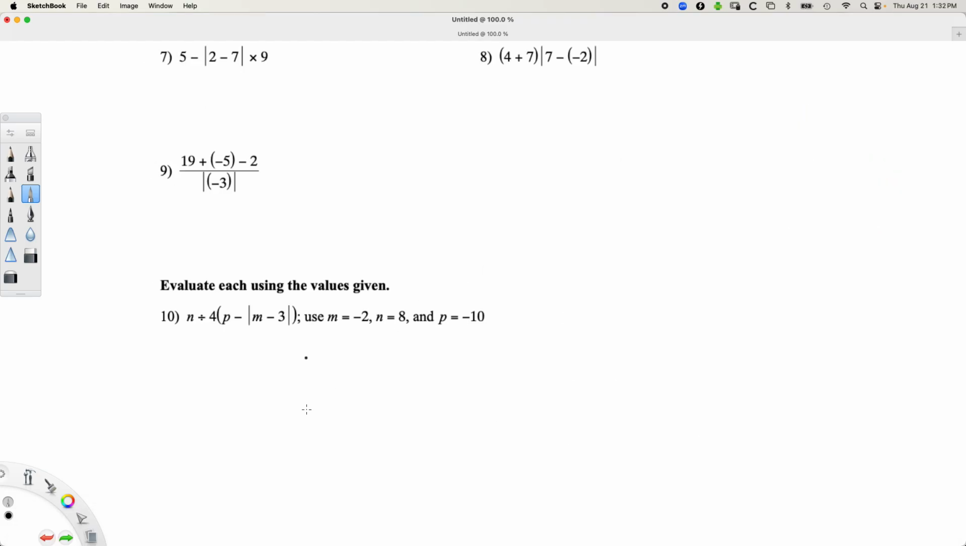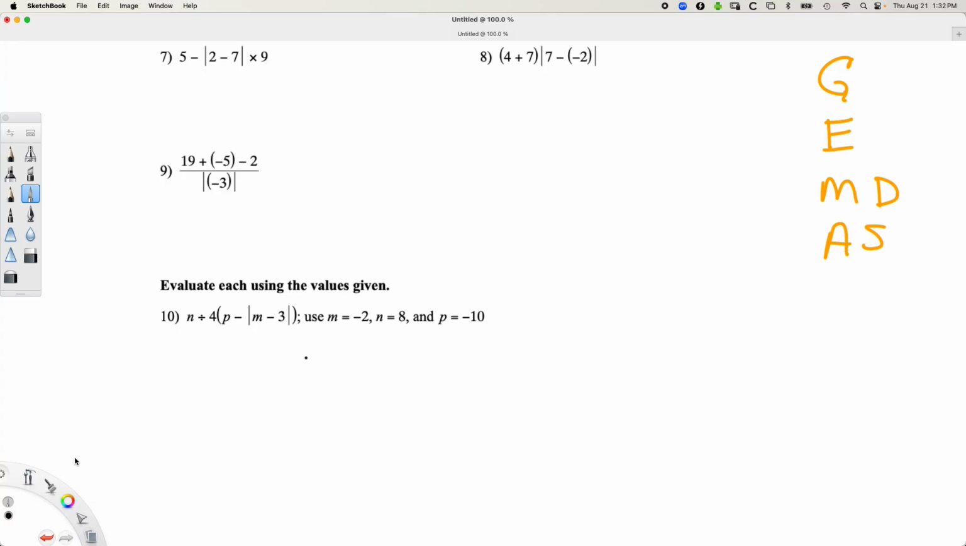So let's take a look at problem number 7. Once again, the first thing I want to do, because we are doing order of operation problems, is write down G for grouping, E for exponents, MD for multiplication and division, and AS for addition and subtraction, so I know what order to go in here.